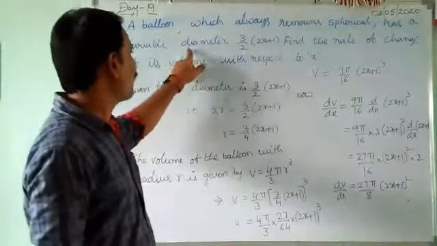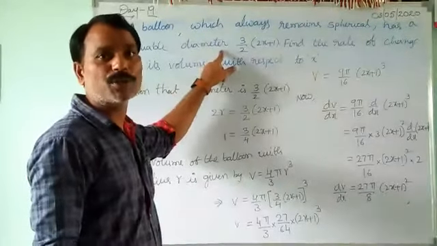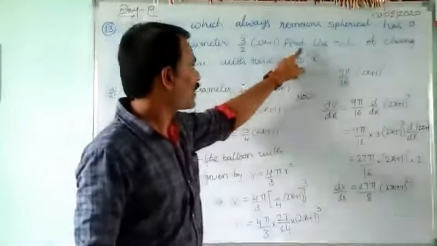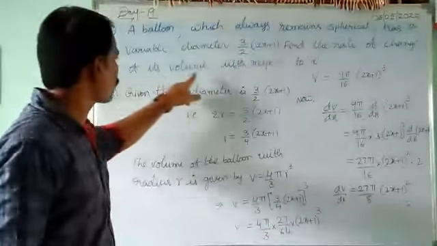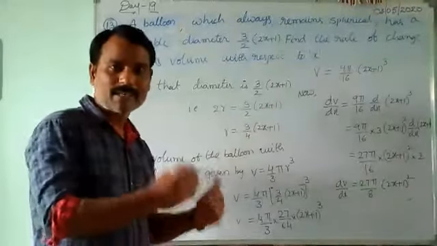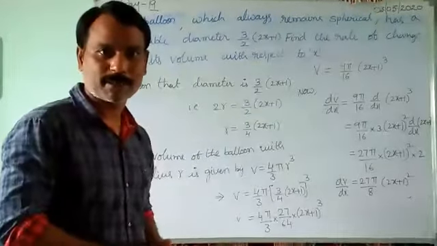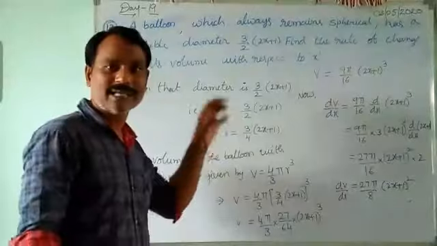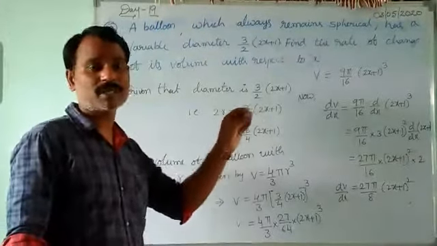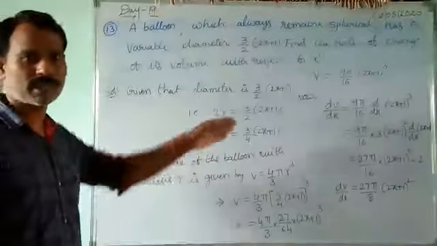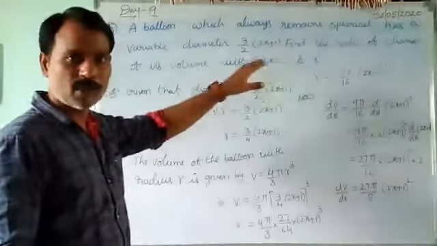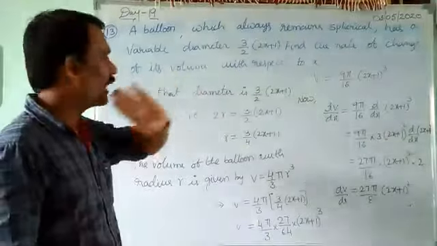But here he has given the diameter. Diameter means 2 into radius. And he is asking to find the rate of change of its volume with respect to x. Generally, if rate of change is asked, we immediately take it with respect to time. But sometimes he gives with respect to radius, or with respect to x, and in that situation we have to use what he mentions. Now, in this problem, we have to differentiate with respect to x.